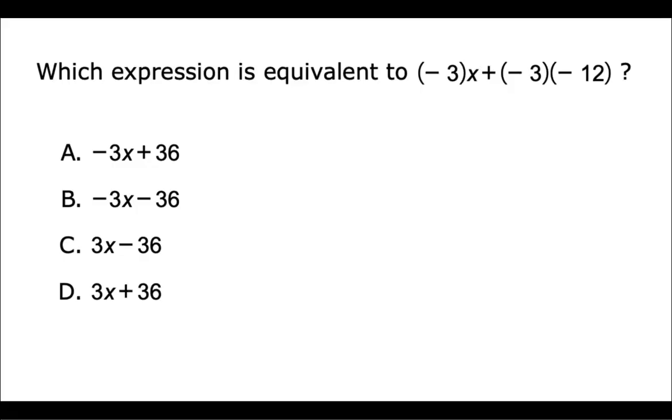Okay, now that you figured out the answer, let's see if you got the correct answer. So if you said A, that is the correct answer. So you have negative 3 times x, which gives you negative 3x. Then you have a negative 3 times a negative 12. So a negative times a negative is a positive. And then 3 times 12 is 36. So now you have the expression negative 3x plus 36. That is what you see for choice A.